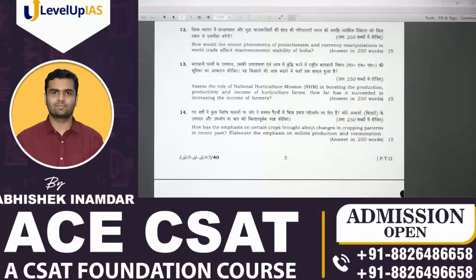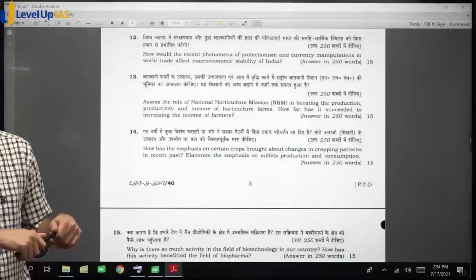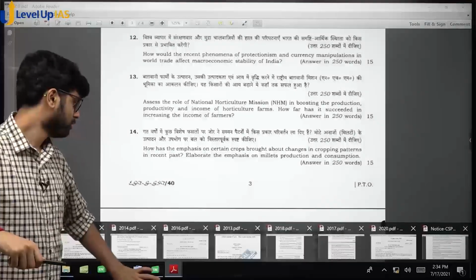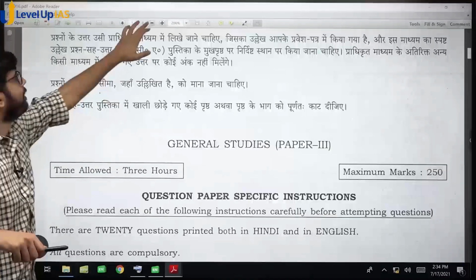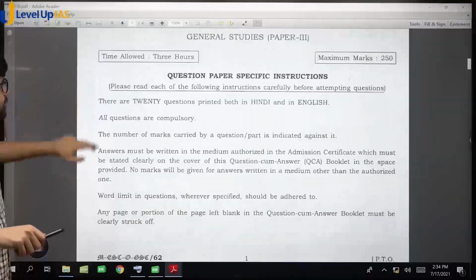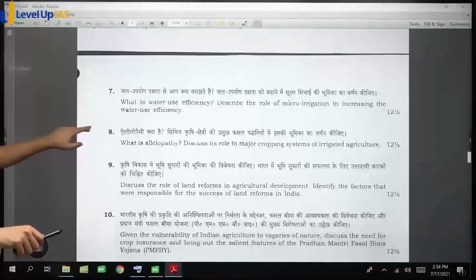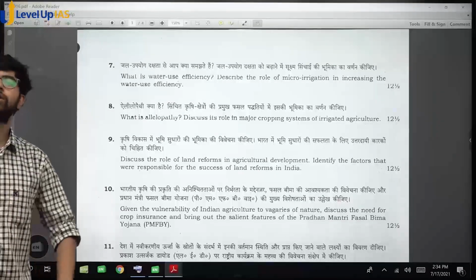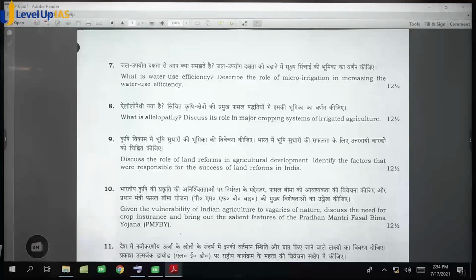Then we see 2016 question 7. Now tell me, is it not a school-based question? Is it not a school-like question? What is asked? A 12.5 marker. What is asked?